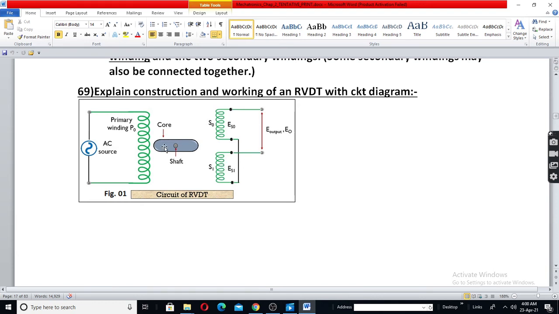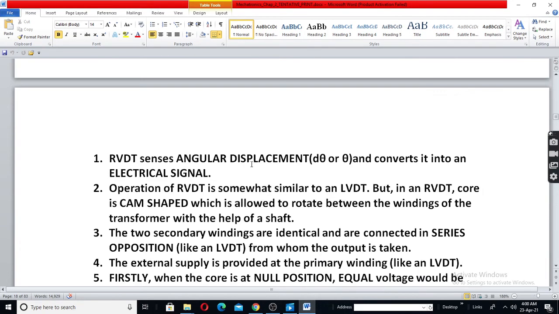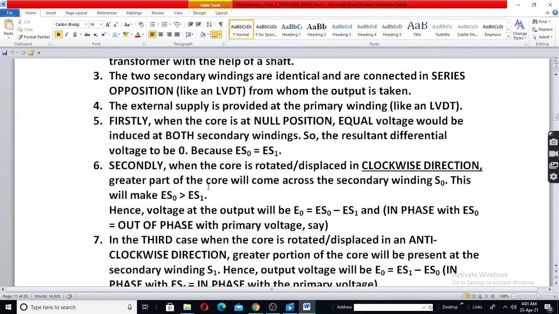When the shaft is rotating in this direction, the voltages induced in the S0 and S1 coils will not be identical. Say this has rotated some degrees. Now this will have a closer core. This will not have a closer core. So this will get lesser flux. This will get more flux. So here you will get lesser voltage. Here you will get more voltage. So like this, you can determine the angular displacement.